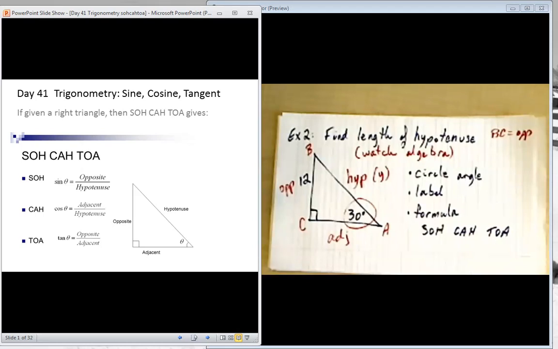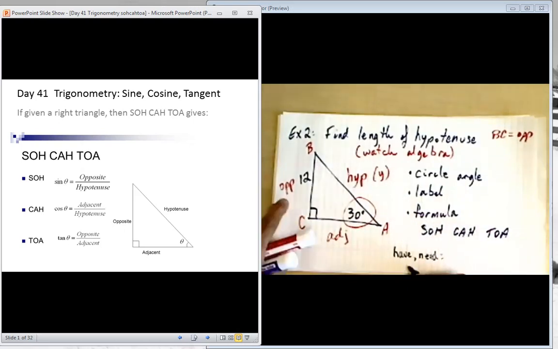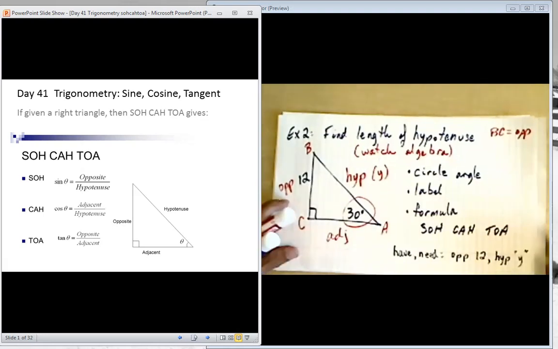Yeah, so from class it said opposite and hypotenuse, right? So you could write it like this. What do you have and what do you need? When it says have, what numbers are those? Well, we have the opposite side. That's 12. And what side do we need? The hypotenuse, which we are calling Y, just because. Could be H, but H is sometimes for height. It can get a bit confusing, so we'll call it Y just there.